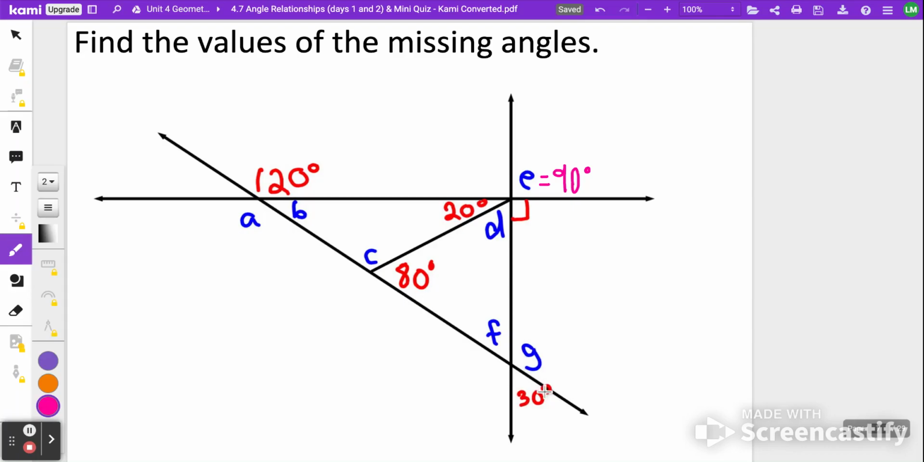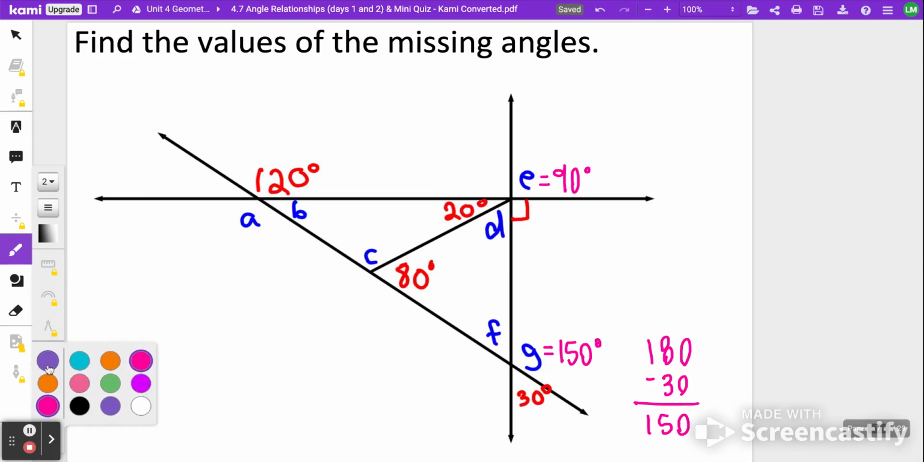Okay? If I continue looking down here, I also have angle G. G is right next to this 30-degree mark, and 30 degrees is a part of that straight line. Remember, a straight line is equal to 180 degrees. So to figure out angle G, I take 180 and subtract 30 from it. G is equal to 150 degrees because these are supplementary angles.